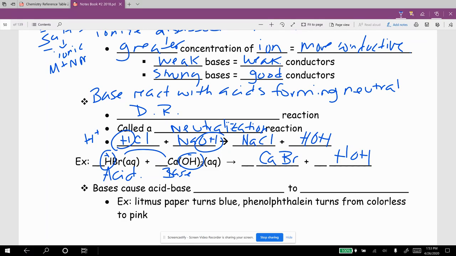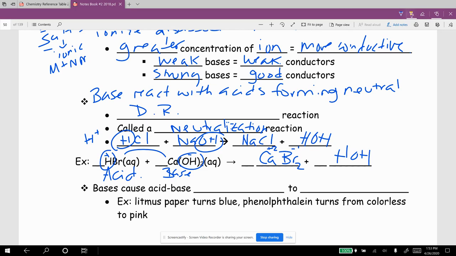Now let's be careful. When I'm writing a formula, I have to make sure I'm writing a correct formula with the correct ratio between the two elements, which is based on their charges. Calcium is a positive 2 charge because it's in group 2. Bromine is a negative 1 because it's in group 17. So then now calcium bromide.